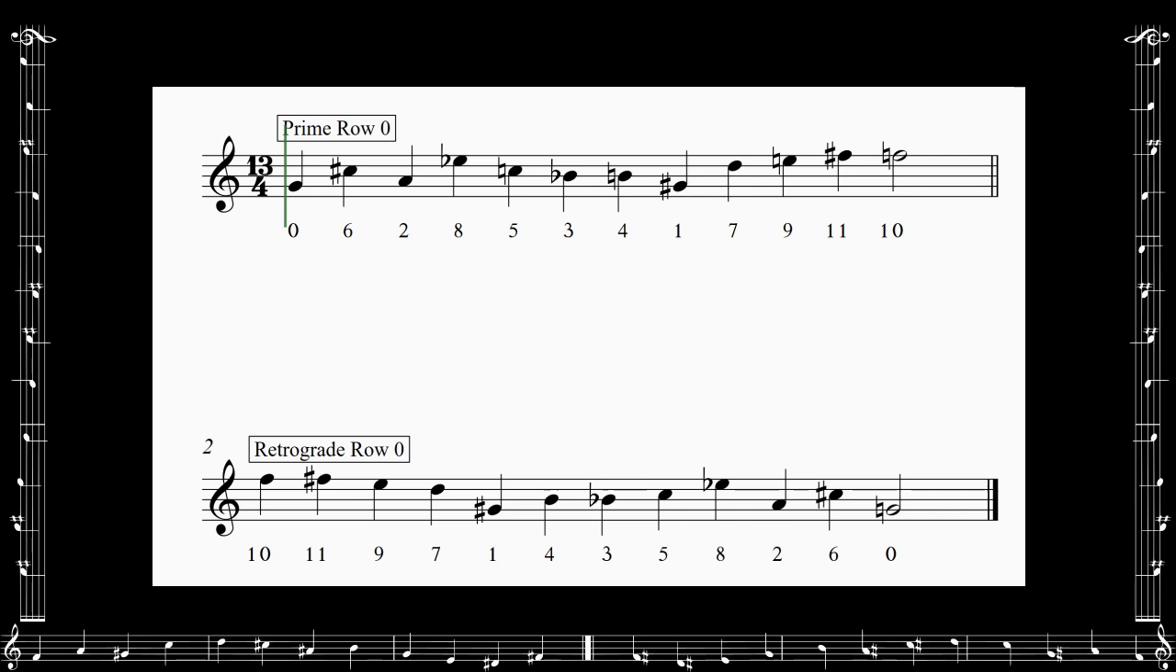Well, a composer could take the row and play it backwards. This would be called a retrograde of the row. A composer could also take the sequence of intervals and flip them upside down. The interval type is kept the same, but if it went up in the primary form, it would go down, and vice versa. This is called an inversion.